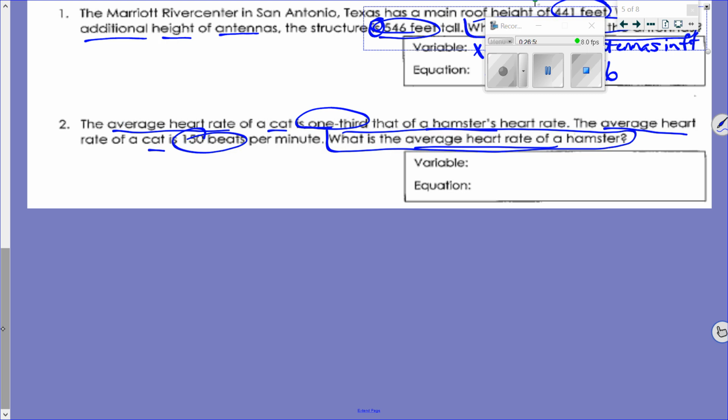Guys, only do the last page of the packet. Don't worry about anything else. Okay? So it's just those last 5 problems.